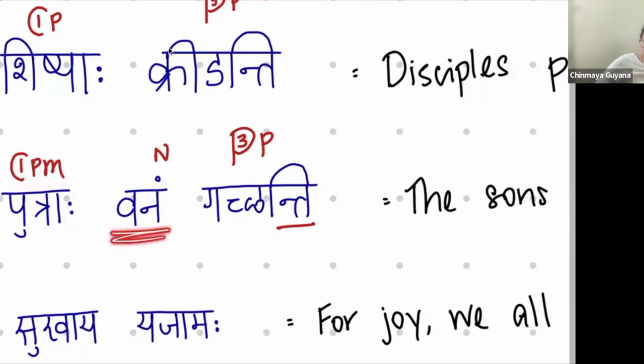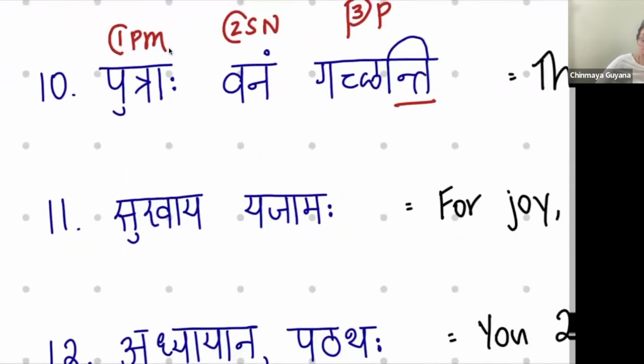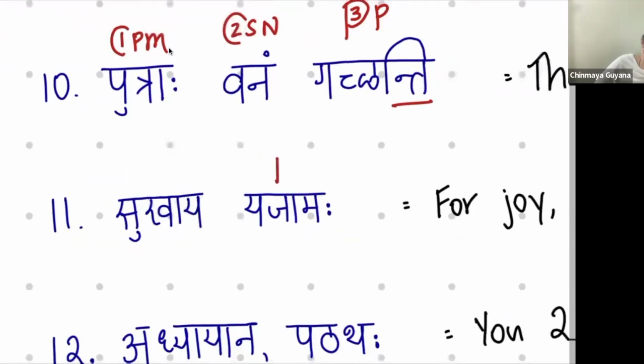If this word was vanani, if this word was plural, right? Let us take this example. Vanani. If this was plural, then you could have said, well, is it that the sons and the forests go? Or is it that the sons go to the forest? That question might have come in your mind. But because this is plural, the only subject is putra. So vanam will be second case singular neuter. The sons go to the forest. Right? Next. Sukhaya yajamaha. What is our verb? Yajamaha. Yajamaha is first person plural. So what is our subject?